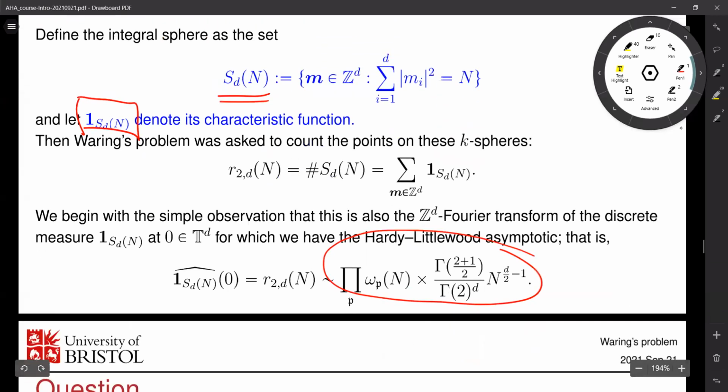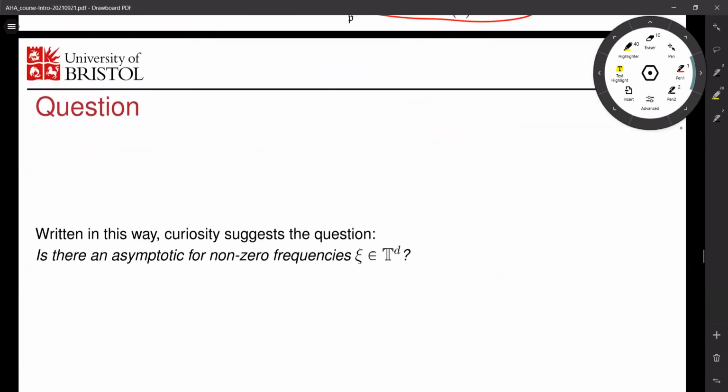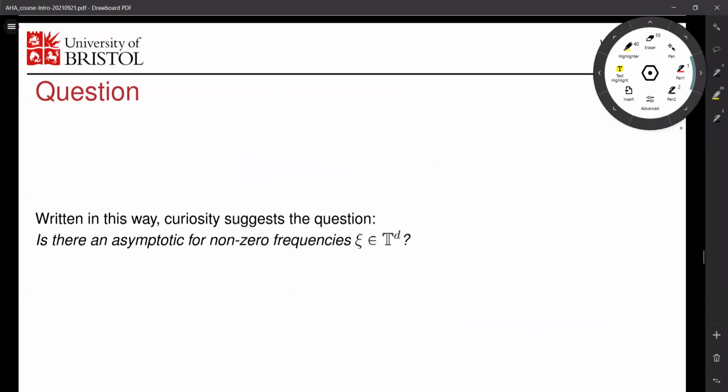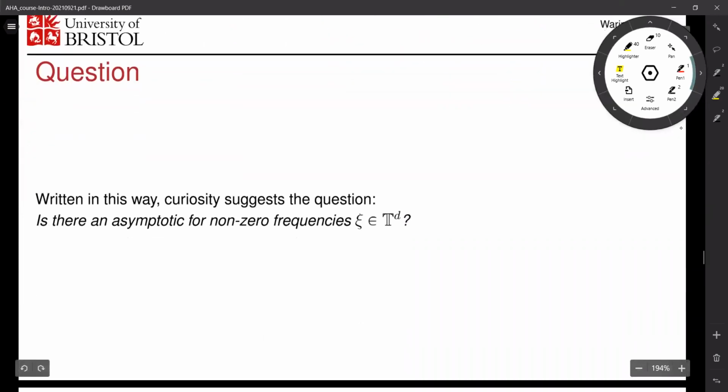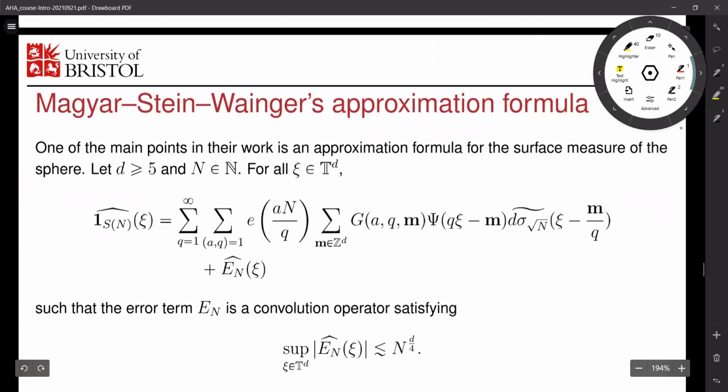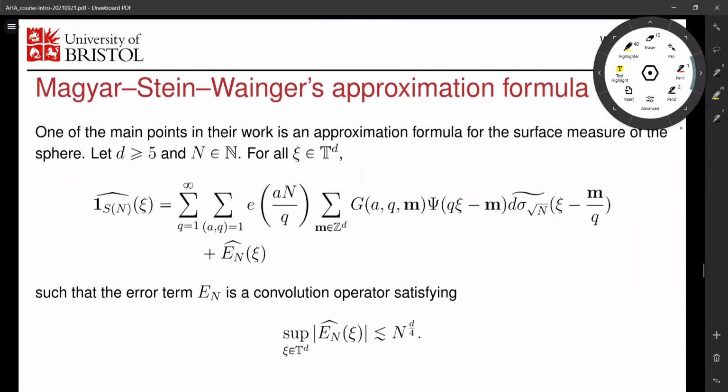And what Magyar, Stein, Wainger did was they said, well, what happens if you have a non-zero frequency C? So what happens when I look at this for non-zero C? Well, they gave a beautiful approximation formula that generalizes the Hardy-Littlewood work. And so when you have 5 or more dimensions, and you consider such a sphere, you can, up to some error term that has a good bound, get an asymptotic formula that carries a lot of information.